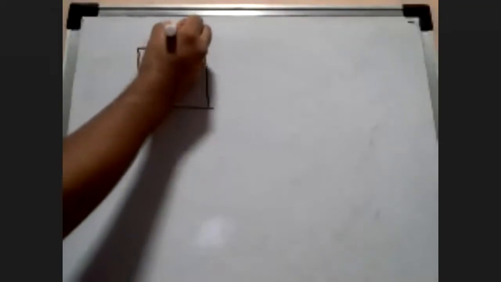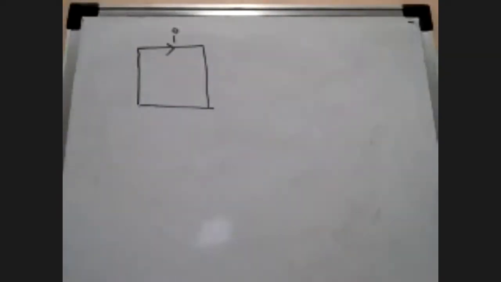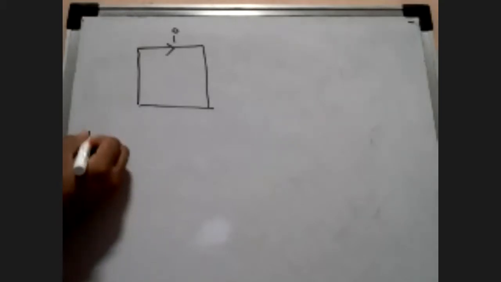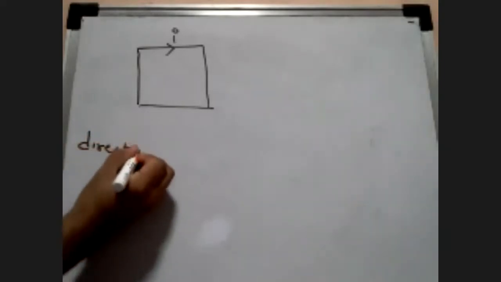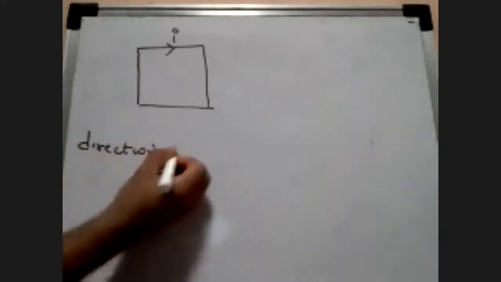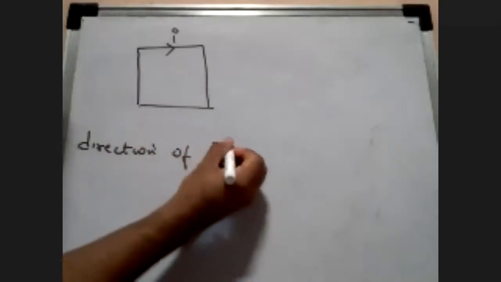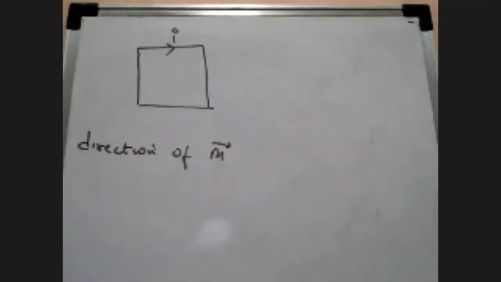I will require you to unmute yourselves so that I can hear some of your responses. This is going to be a little bit lame, but it will help you out. If my direction is like this, students, can you tell me where the magnetic moment is going to be? Outside or inside the board? Inside. It's going to be inside.